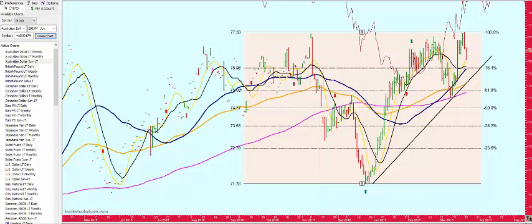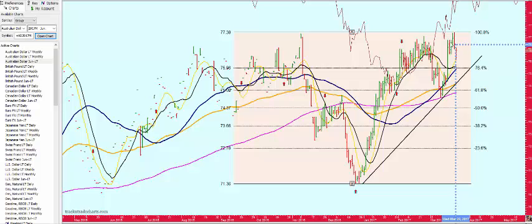This morning we're going to take a look at the June Australian dollar, 6A M7. We're trading the June contract 6A M7. Stock and options traders can take a look at FXA, the ETF. And we put in a top over the last couple sessions up at the 77.40 level.